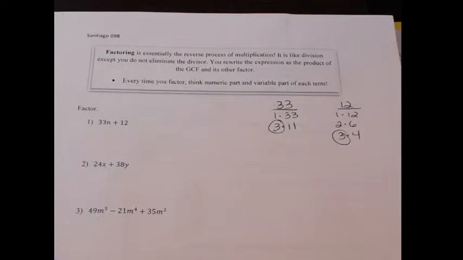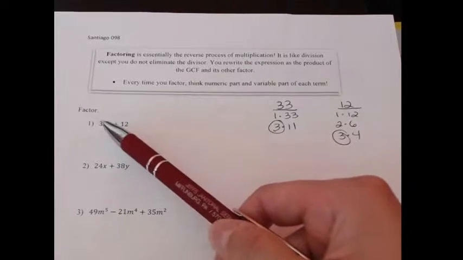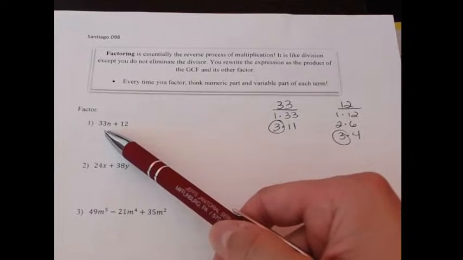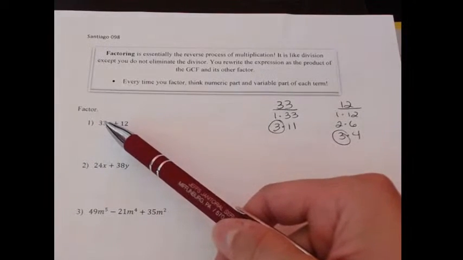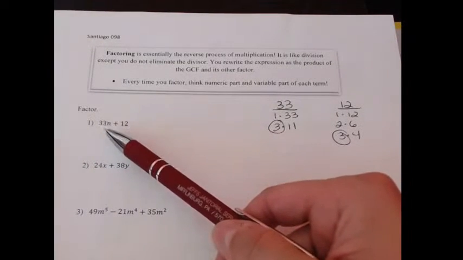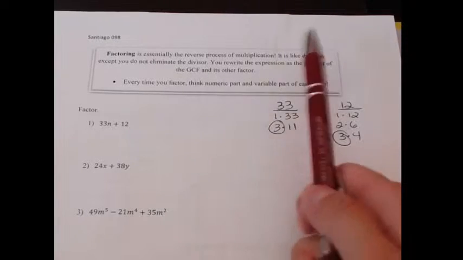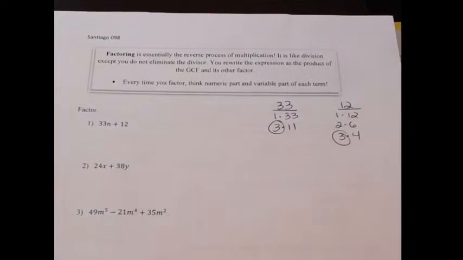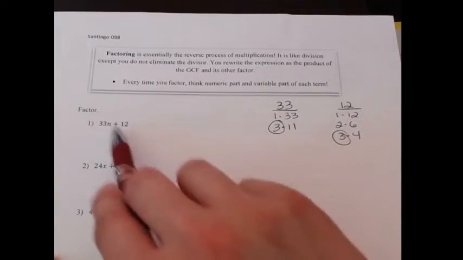But now let's look at the variable part. Our first term is 33n. It has an n as a variable base, right? As part of its variable term. Notice that 12 does not have a variable. This is a constant. So when we look at both parts of a term, we recognize that we cannot factor a variable part because the 12 doesn't have a variable. So the only thing we're going to actually factor out is that 3.